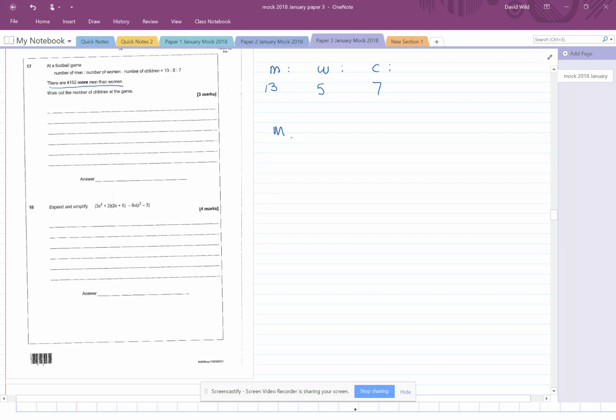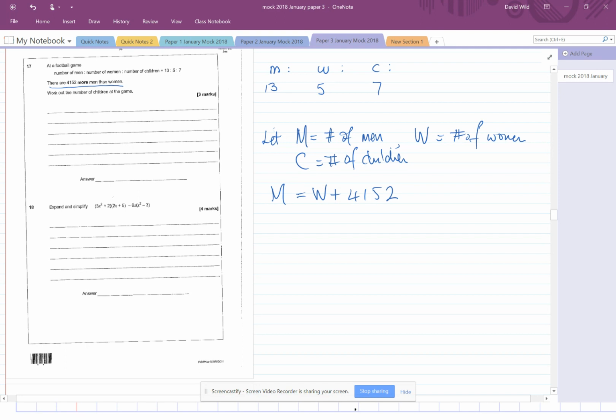Okay, so let's say capital M equals the number of men, and capital W is the number of women, and capital C is the number of children. What we know is that the number of men is the number of women plus this 4,152 figure.